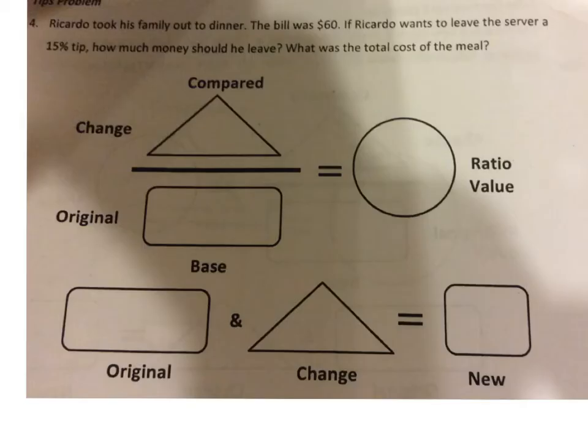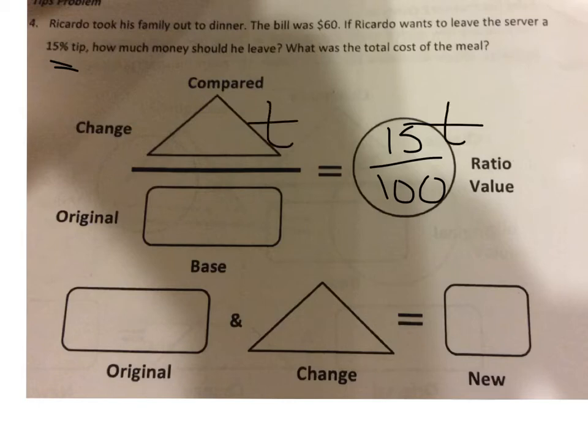Okay, this one says Ricardo took his family out to dinner. The bill was $60. If Ricardo wants to leave the server a 15% tip, how much money should he leave? What's the total cost of the meal? So immediately that 15% jumps out at me. I'm going to write 15 over 100. And then I'm going to label it. It's a tip. So over here I'm going to put the tip.